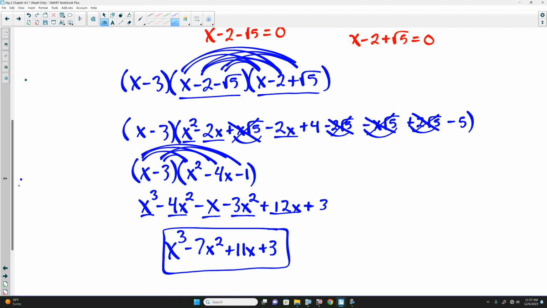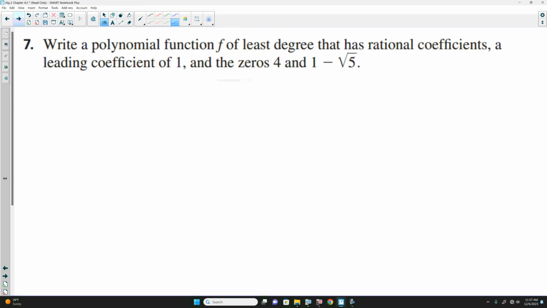Questions on this problem here? Questions on anything we've done so far today? We good with this here? This is the last one we're going to look at today.